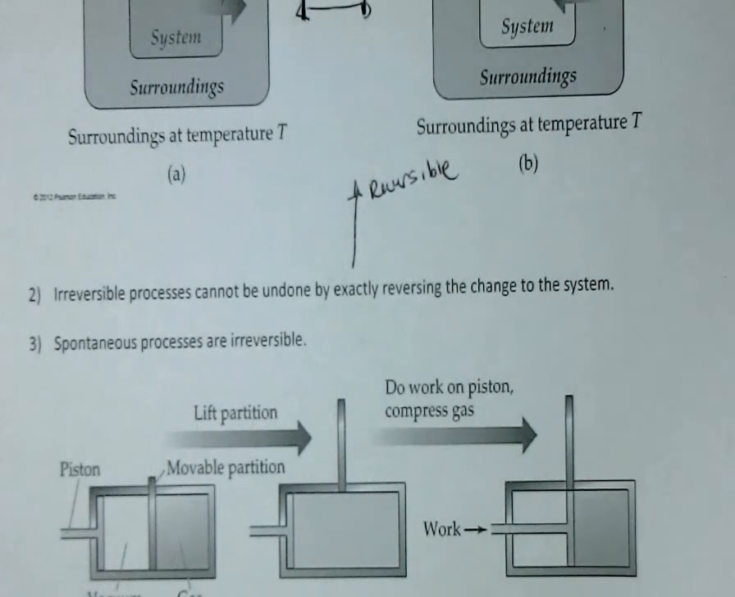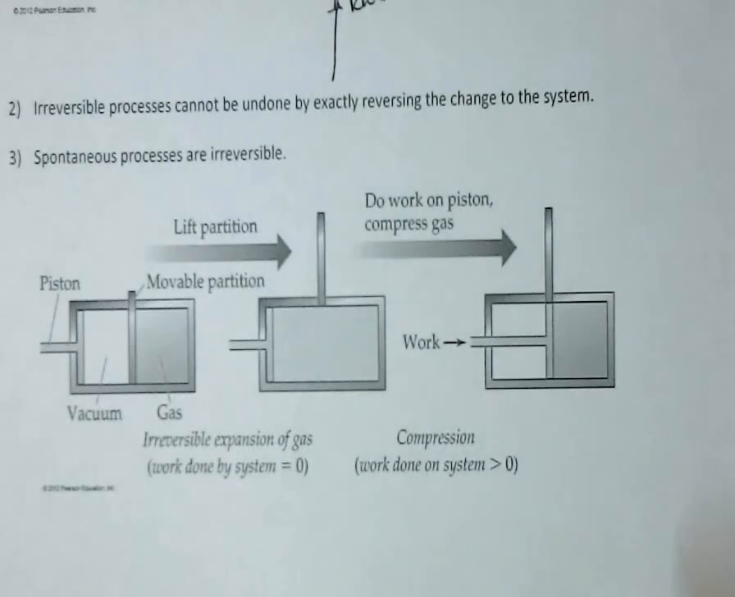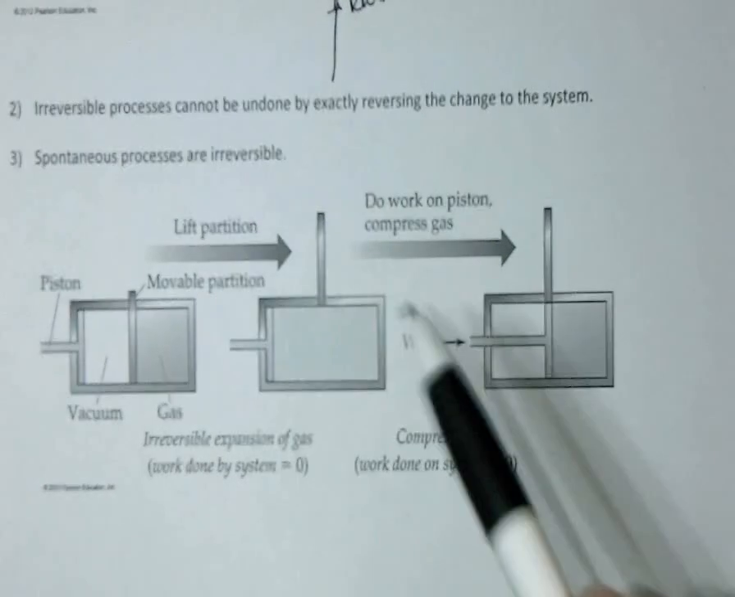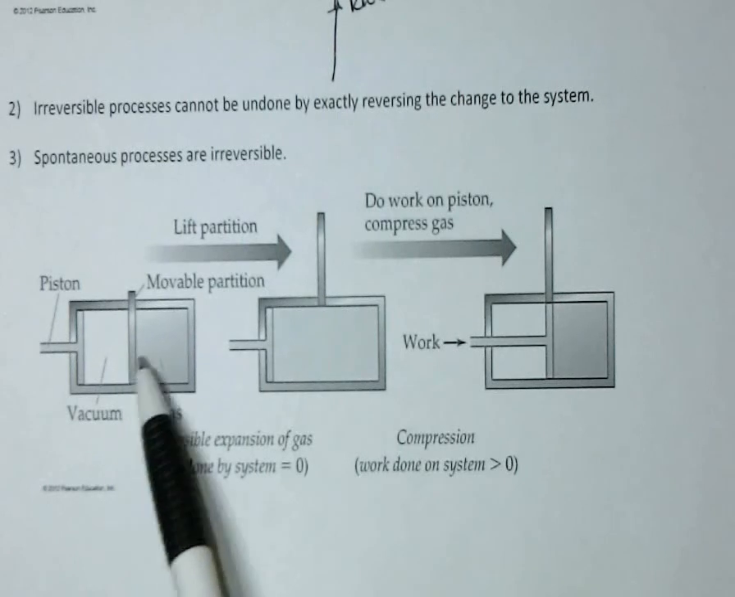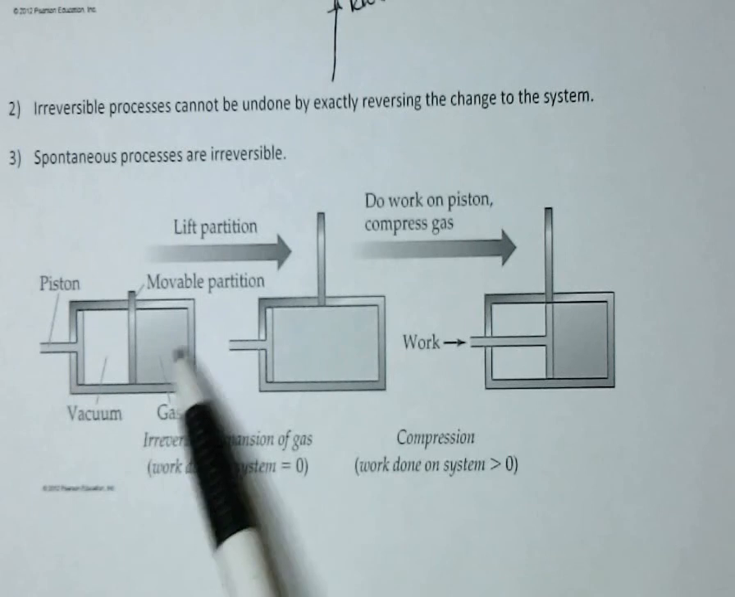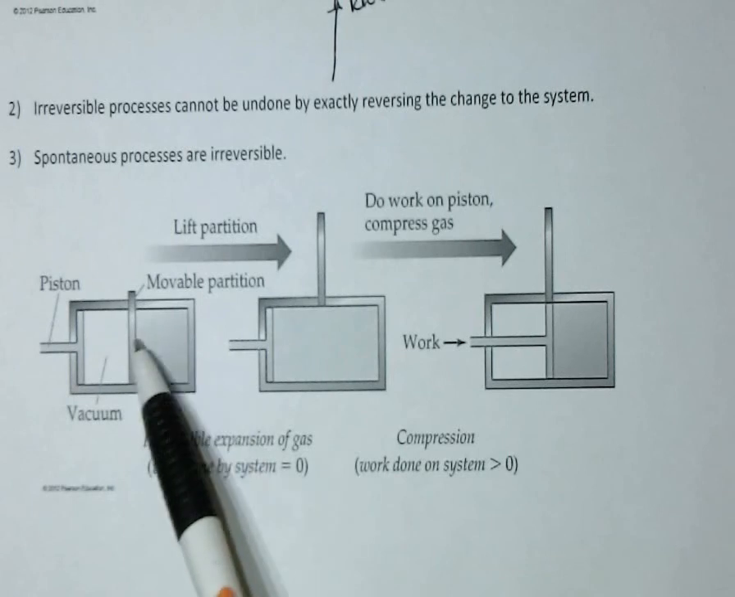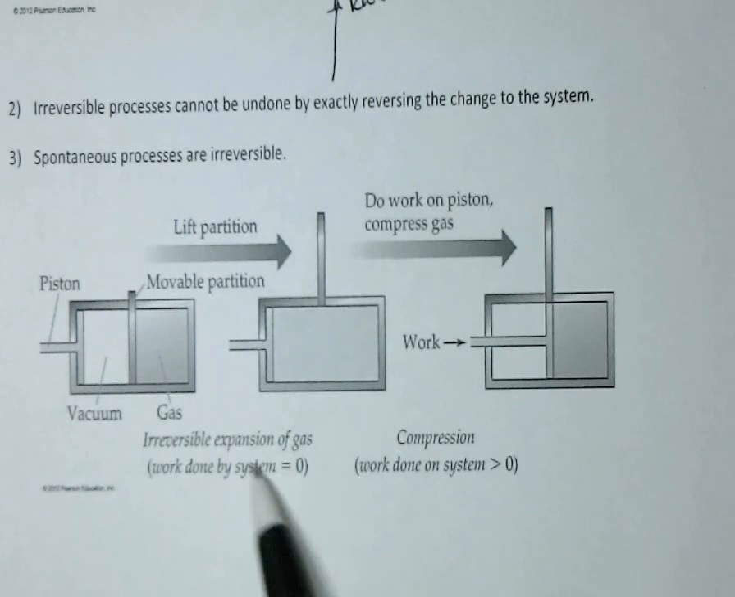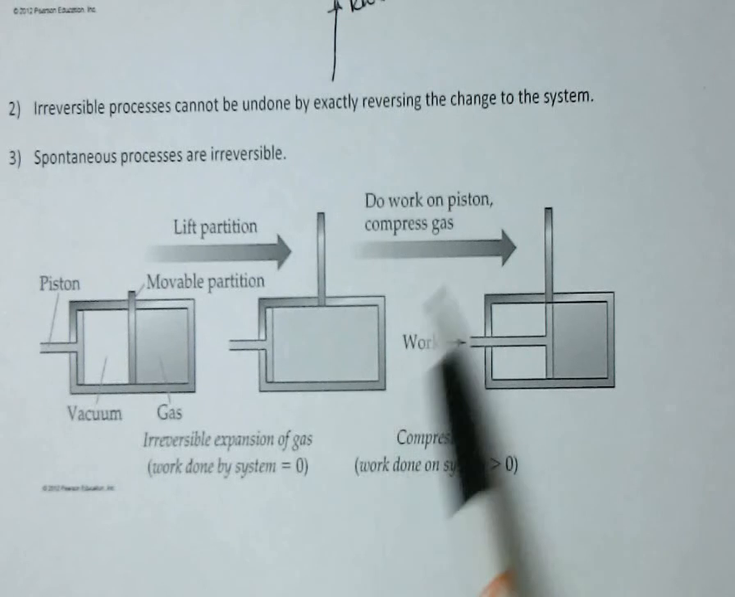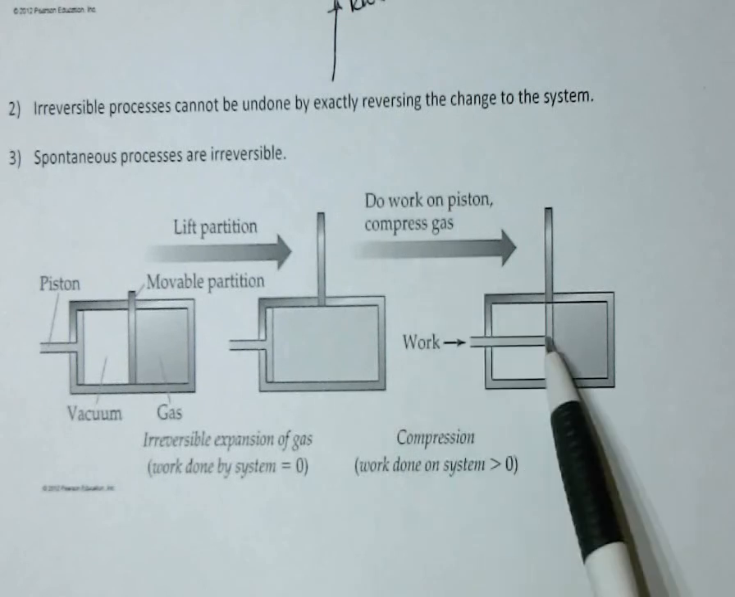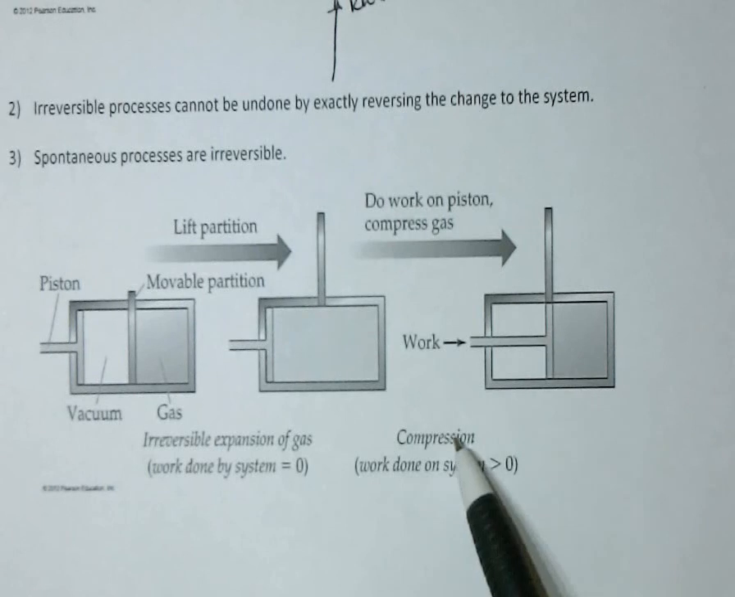An example of that is a figure in your text that talks about the moving of gases. Let me explain what we've got. We've got a vacuum that doesn't have any air in it. We have the piston that's going to push down. We have a gas inside of this, and that partition moves back and forth. In the irreversible expansion of gas, there's no work done on the system right now, because work is force times distance. We pick up that partition, and all of that gas wants to expand. The gas does work on the piston because it applies a force over a distance. There's compression, and we've got work done on the system greater than 0.